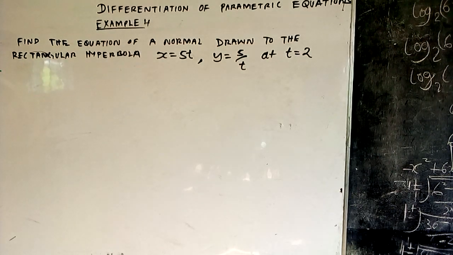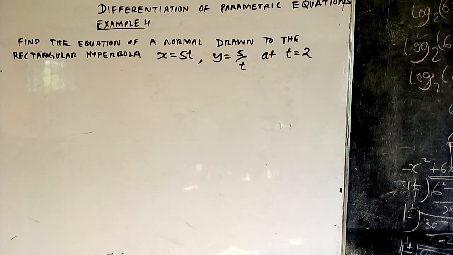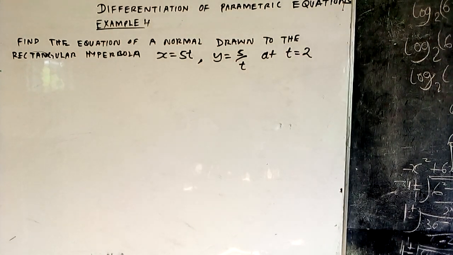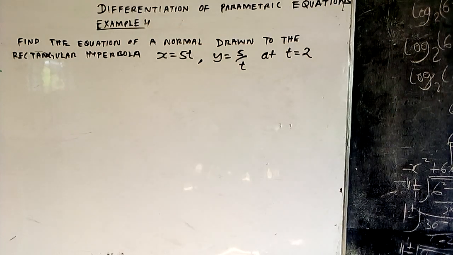And for you to determine the gradient of a normal, you must first of all get the gradient of the tangent, because the gradient of the tangent is from the derivative of the curve, isn't it? So you must get the derivative of the curve. That is when you are able to determine the gradient of a tangent, and that is when you will be able to use the relationship between perpendicular lines to determine the gradient of a normal. Are you together there?